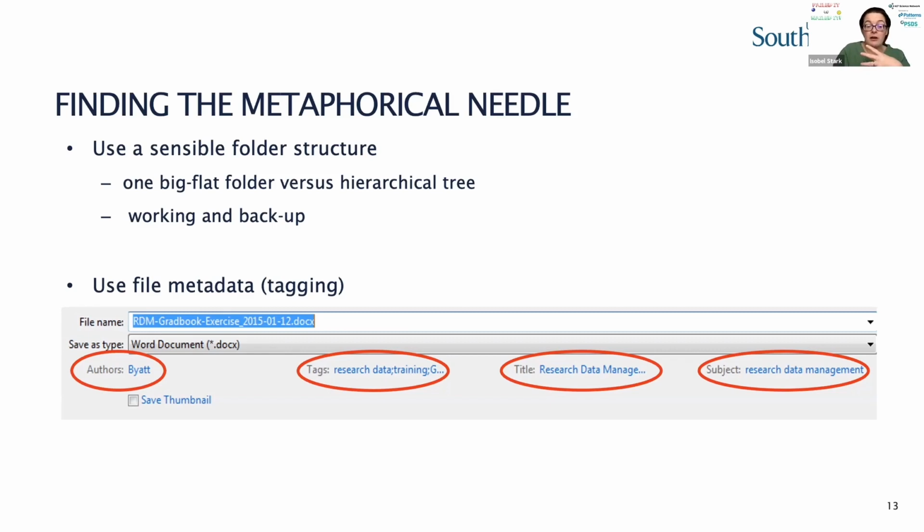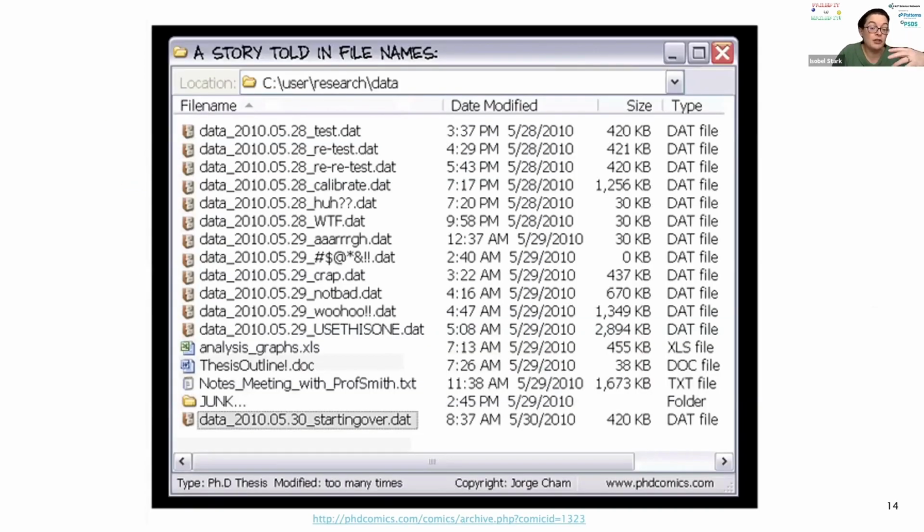File names are somewhere where we tend to embed a lot of metadata. This may not be possible if you're dealing with file names that are assigned automatically by a piece of equipment that you're using. But generally, if you're creating the files yourself, it's a good idea to have something that is human readable as well, and preferably a bit more meaningful and semantically rich than the example from PhD Comics in front of you.